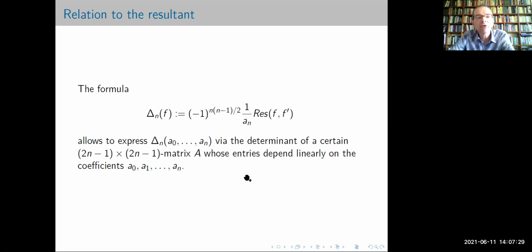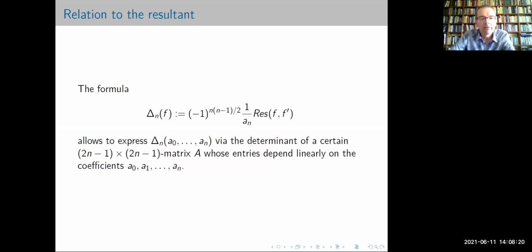I also want to mention a formula which expresses the classical discriminant via the resultant of the polynomial f and the derivative f prime. Using this expression, the resultant can be expressed as a determinant of some matrix, and one can get a polynomial expression for this discriminant, considering a certain square matrix of order 2n minus 1. And the entries of this matrix will depend linearly on the coefficients of the polynomials f and f prime.